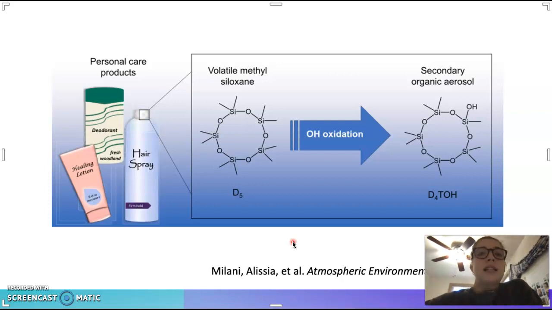It was found that D5 is oxidized by hydroxyl radicals in the atmosphere, creating a product that is involved with atmospheric partitioning. An example of that is found over here. This atmospheric partitioning breaks these chemicals into fine particle pollution, which poses a great risk to human and animal health, as well as lowered visibility and smog in the air.